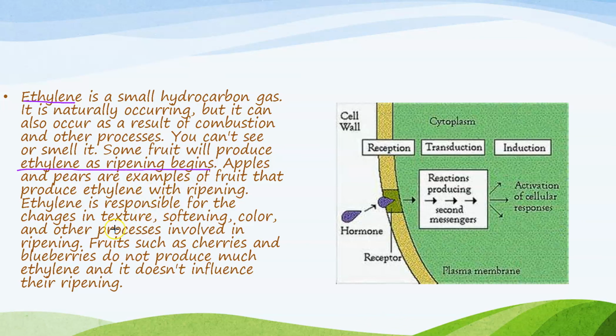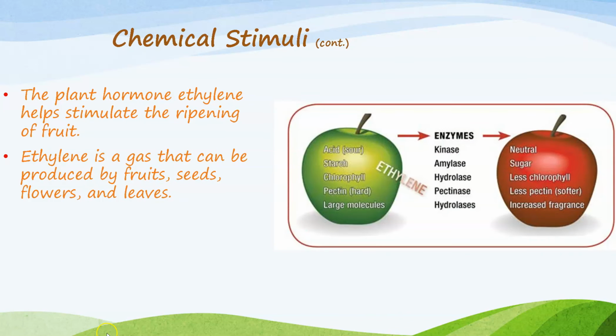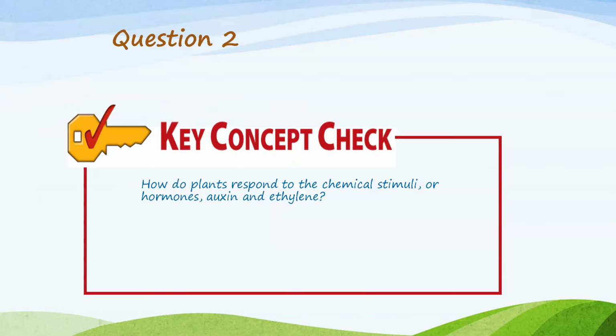Apples and pears produce ethylene when ripening. Ethylene is responsible for the changes in texture, softening, color, and other processes involved in ripening in the fruit. Fruits like cherries and blueberries don't produce much ethylene to influence their ripening. And so ethylene helps stimulate ripening of fruit. So here's question part 2. How do plants respond to the chemical stimuli or hormones, auxin and ethylene?